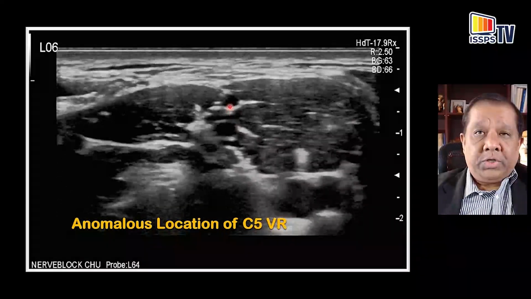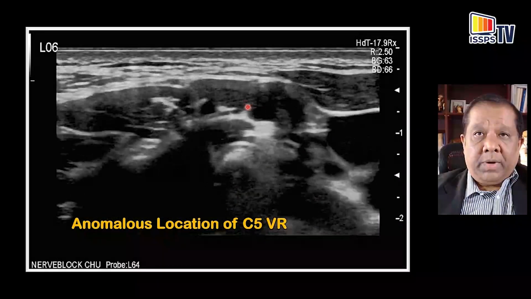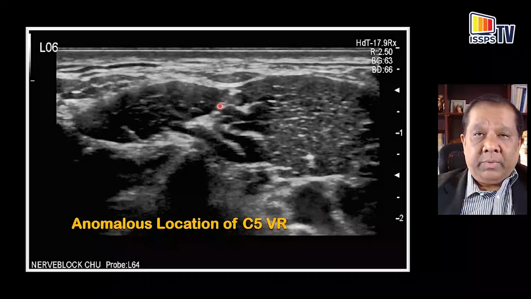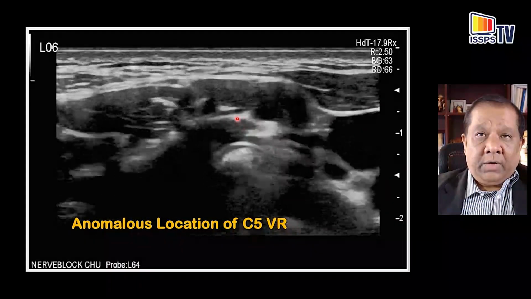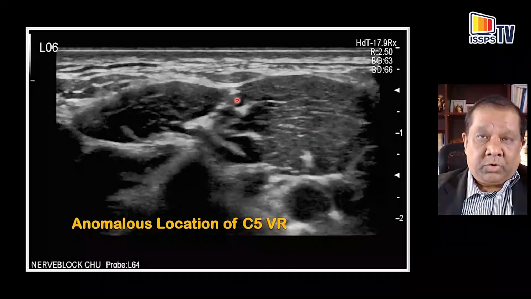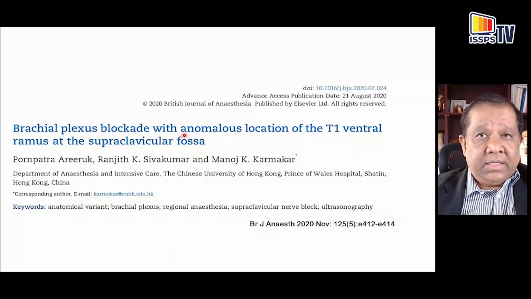This is another situation where you can see the C5 ventral ramus in a small muscular compartment within the scalenus anterior muscle. It's totally separate from the other elements. It's only when it goes further down that it fuses with the C6 to form the superior trunk. We've also demonstrated that the T1 may not fuse with the C8 at the supraclavicular fossa.